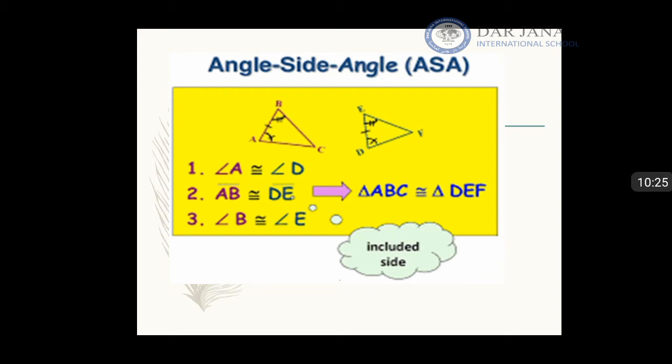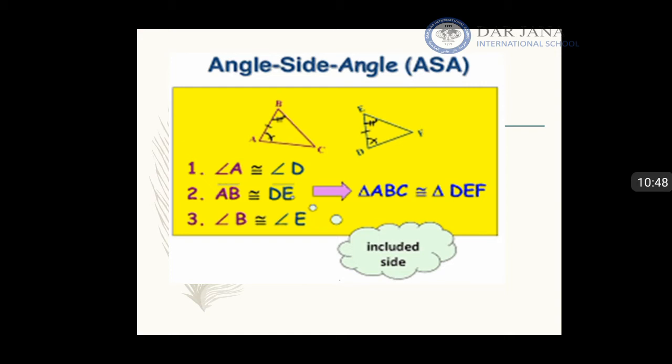Let's try to prove that those two triangles are congruent using the angle side angle postulate. So technically we need two angles in the first triangle that are congruent to the corresponding angles in the second triangle. Not only that, we need the included side within those two angles in the first triangle congruent to the included side within the two angles in the second triangle.